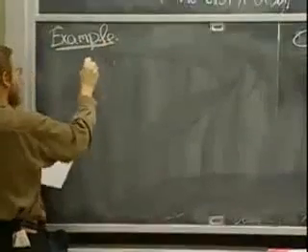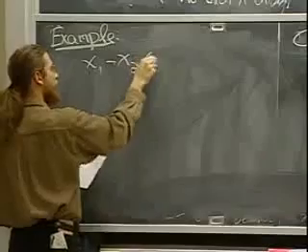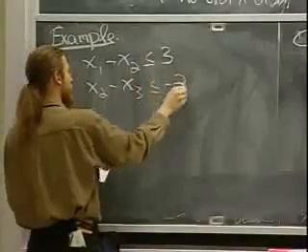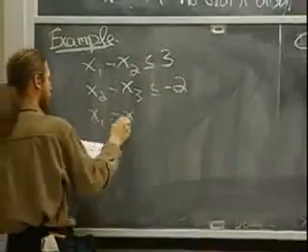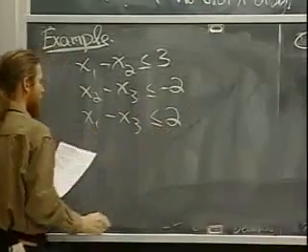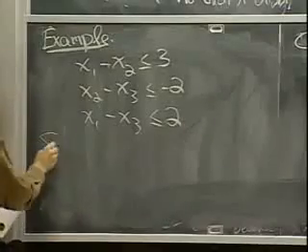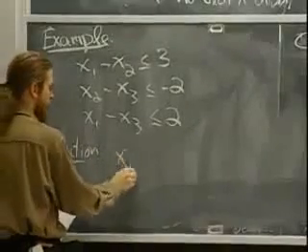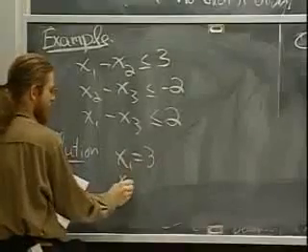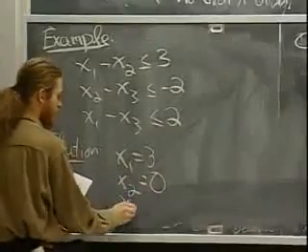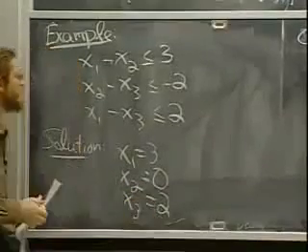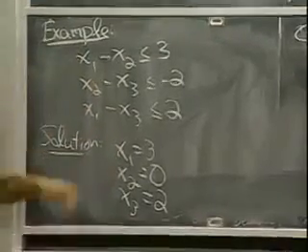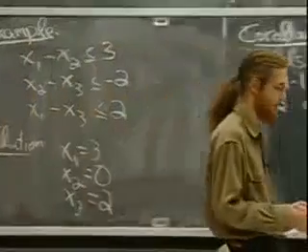Here's a very simple system of difference constraints. Okay, and a solution. Why not? Not totally trivial to solve this, but here's a solution. And the only thing to check is that each of these constraints is satisfied. x1 minus x2 is 3, which is less than or equal to 3, and so on. So there could be negative values, there could be positive values. Doesn't matter.